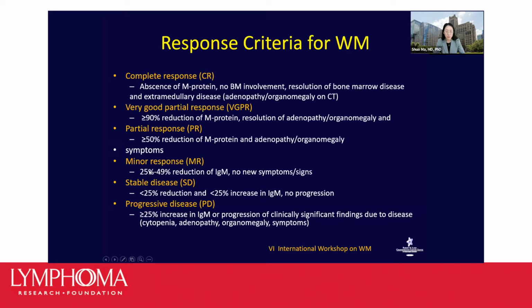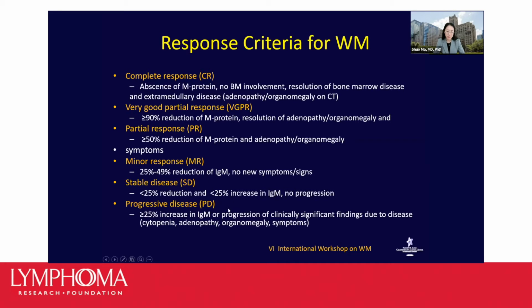So there is also something called minor response. Basically, there is definitely a reduction of IgM protein, but it didn't meet the 50%. It's between 25 to 49%. And then stable disease is basically not too much change, no significant change compared to baseline. So if it's between a 25% reduction or 25% increase, that's called stable disease.